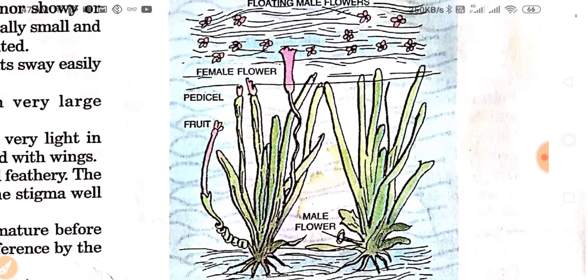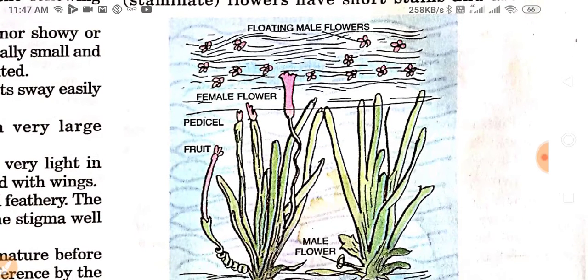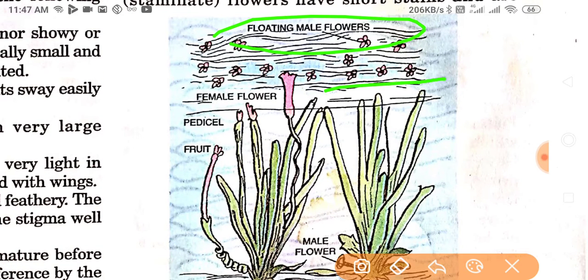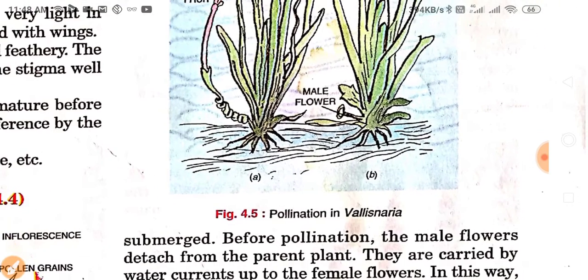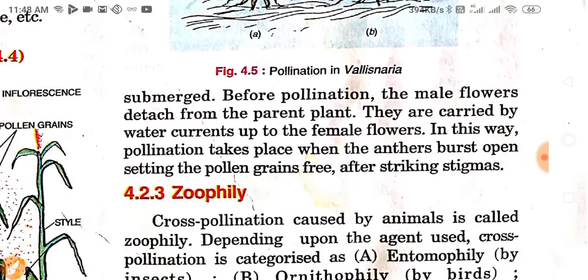You can see examples here also. These are the floating male flowers. You can see here, and this is the female flower in which the stigma is open, and these flowers go through this, and pollination will occur.